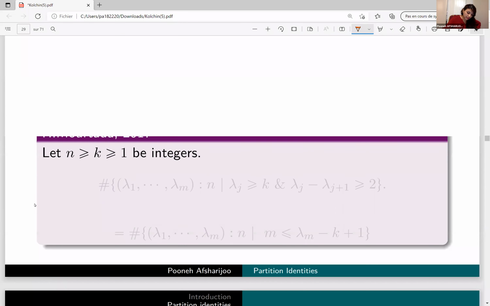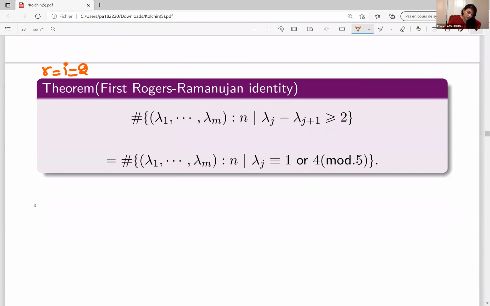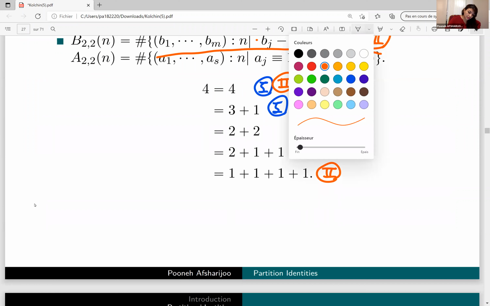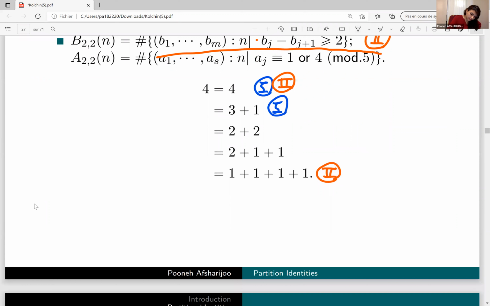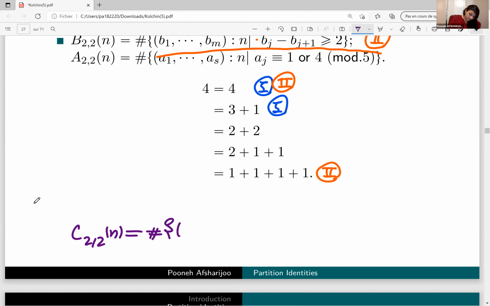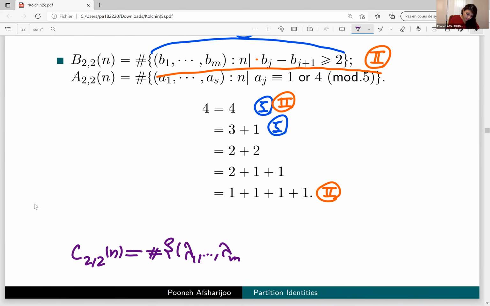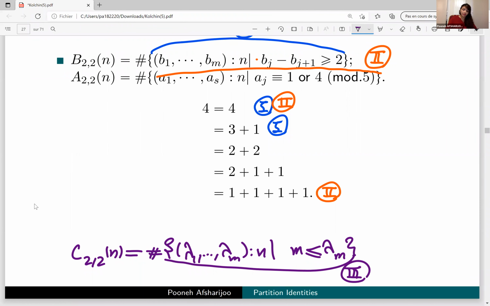So as I said before, I will denote by C_{2,2}(n) the number of partitions of n whose length is at most equal to its smallest part. And I denote this type of partitions by the partitions of type 3.